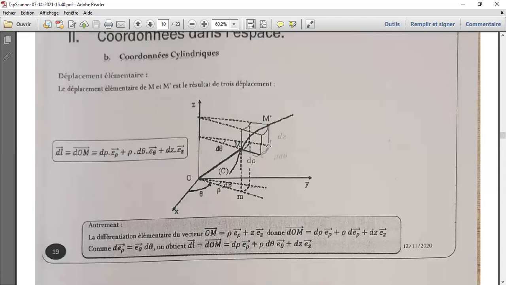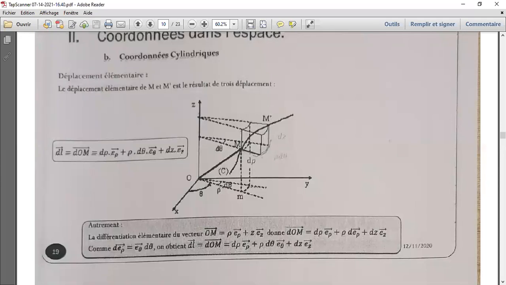So now from this point, going up to my M prime, my final stage, I have to move along the z line. I have to move vertically, so there will be a change of z, which is dz times e z. This is where this formula is coming from.